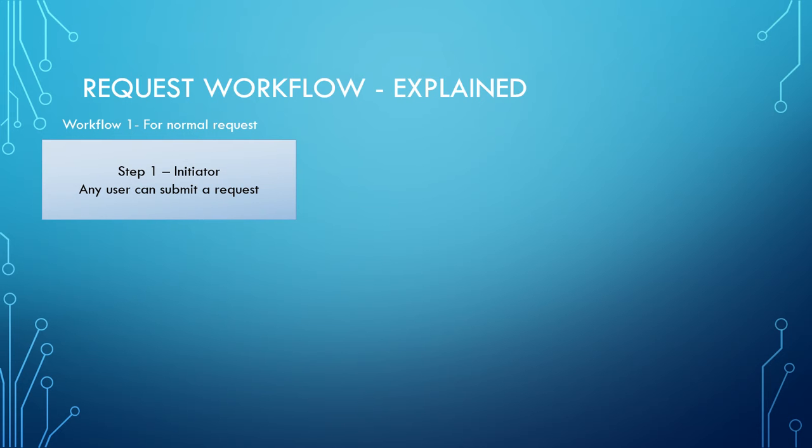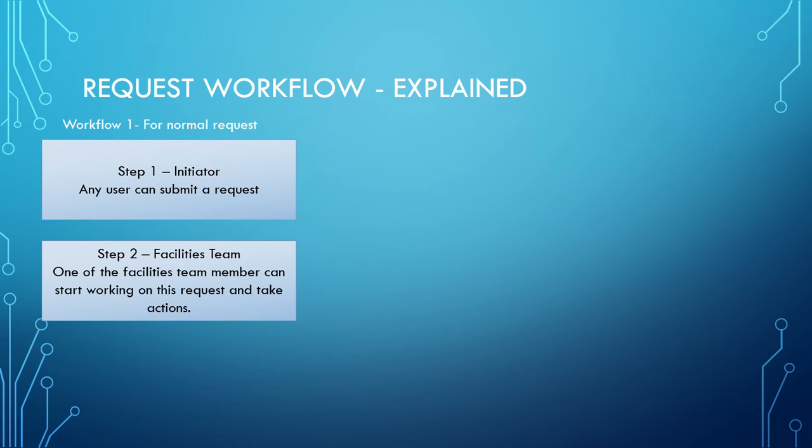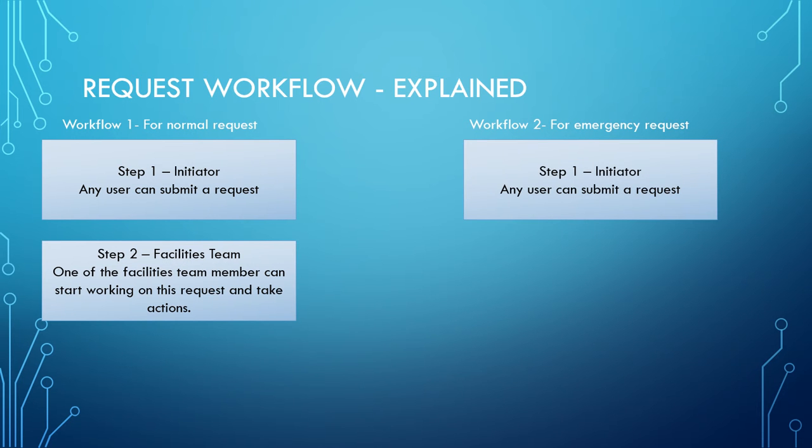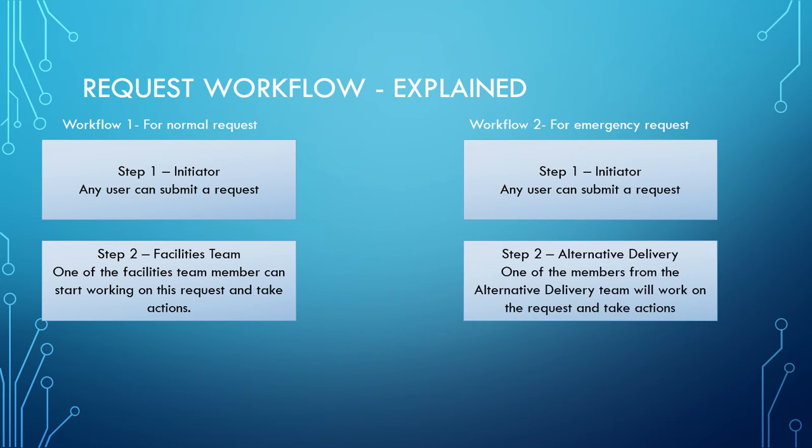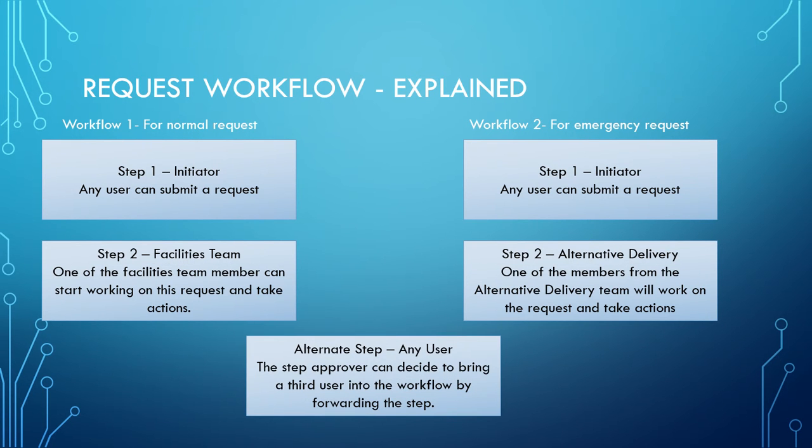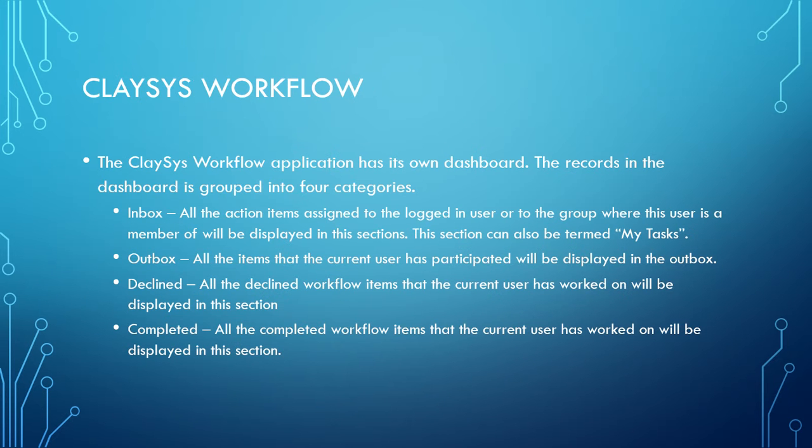Once the request has been submitted, the form can be routed in this scenario to the facilities team, where one of the facilities team members can start working on the request and take actions. A second scenario for the workflow could be a submission tagged as an emergency request, where once the initiator submits it, it is routed to an alternate delivery step. And irrespective of how the routing works, finally, the goal is for the request to be actioned by the user for fulfilling the request type.